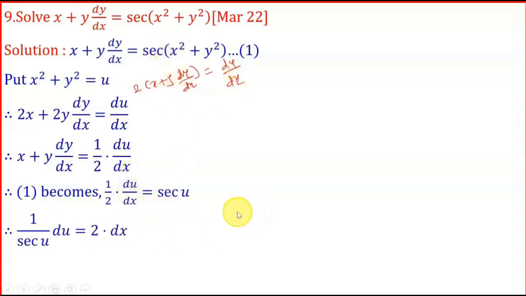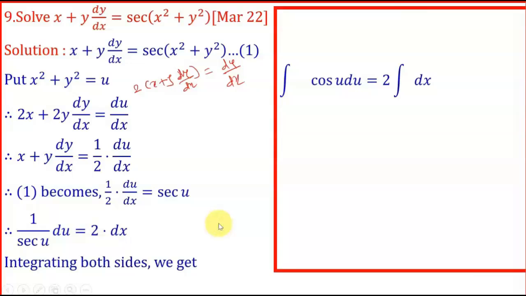Again apply the variable separable method here, that is shift this sec u to the left hand side, it will become 1 upon sec u into du, and shift this 2 to the right hand side and dx also, that is 2 dx. That is, 1 upon sec u into du is equals to 2 dx. Okay, integrating on both sides, then you will have 1 upon sec u, which is cos u, into du, equals 2 integral of dx.